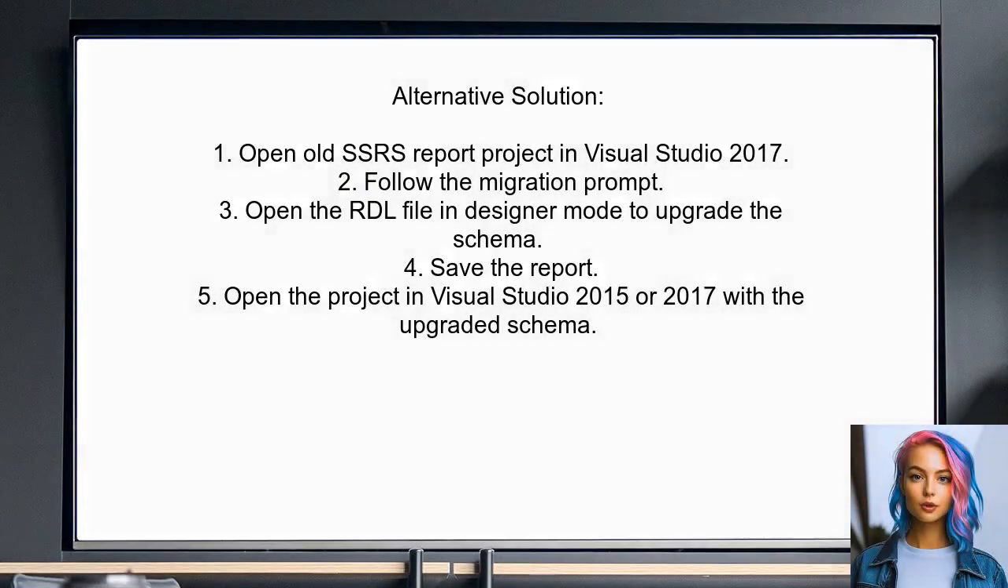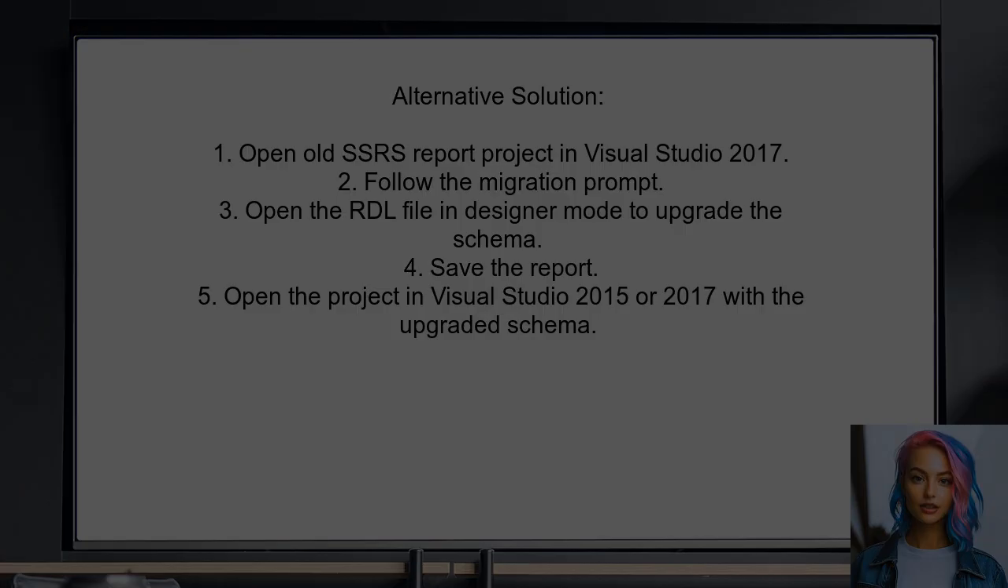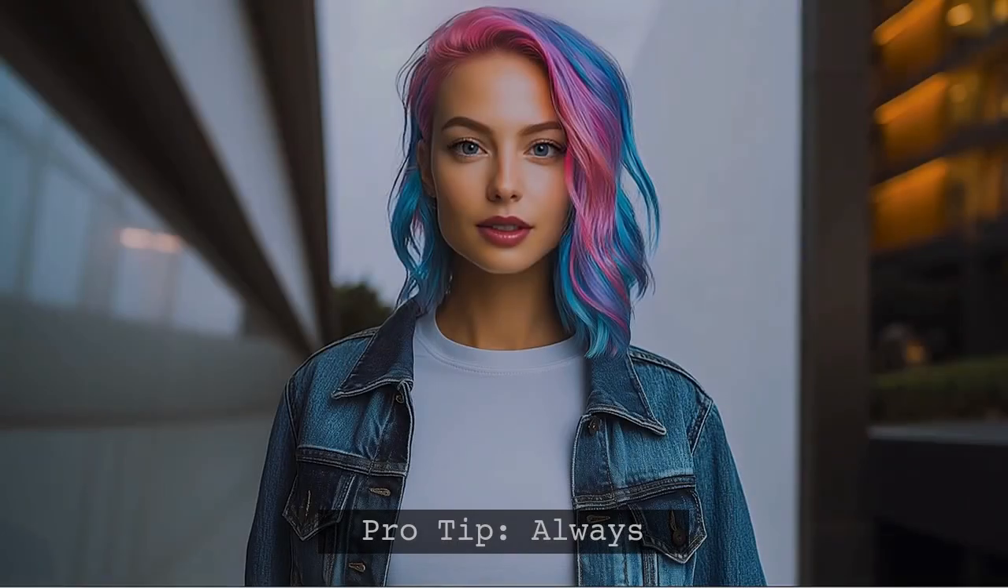An alternative approach shared by another user involves opening the old SSRS report project in Visual Studio 2017. This prompts a migration process. After that, you can open the RDL file in designer mode, which upgrades the report's definition schema. Finally, save the report and you can then open the project file in either Visual Studio 2015 or 2017 with the upgraded schema. Here's a pro tip.